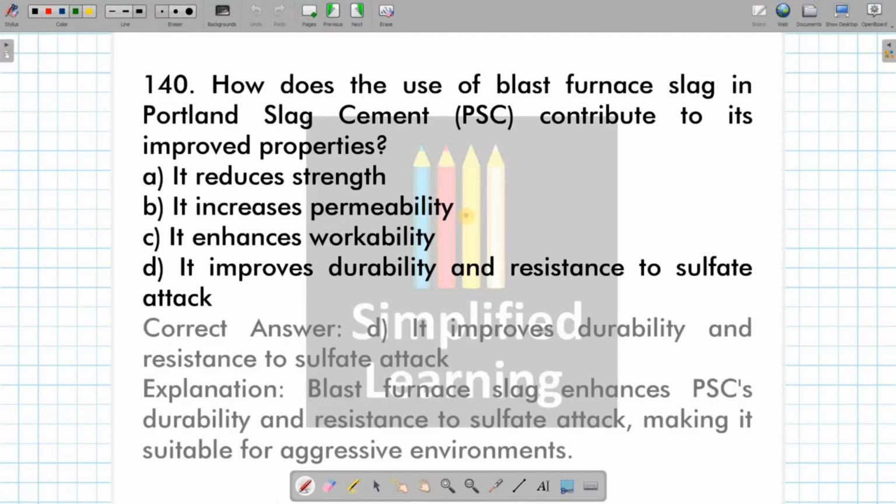How does the use of blast furnace slag in Portland slag cement contribute to its improved property? See, addition of slag improves the durability and resistance to sulfate attack. That's why we are using it in bridge piers, where the pier may be in direct contact with water.